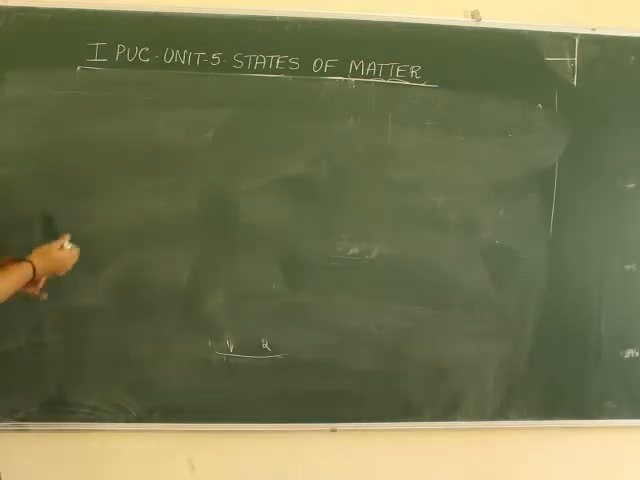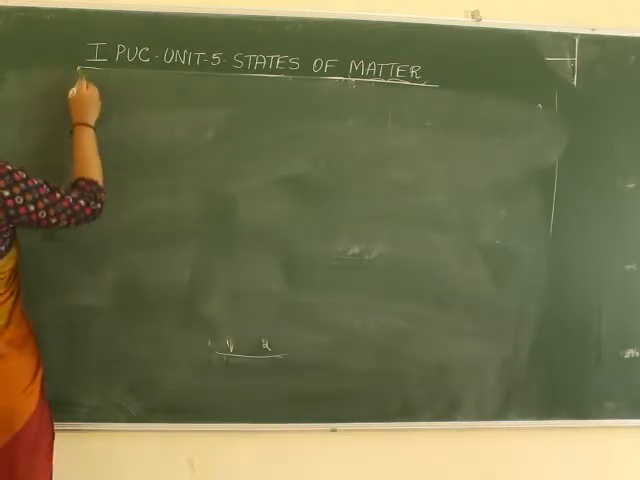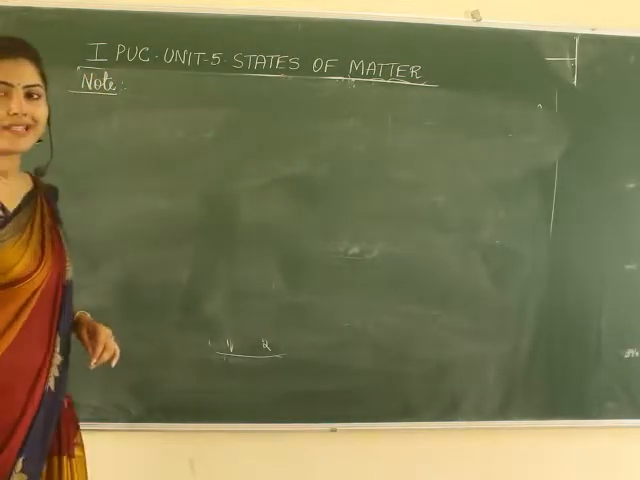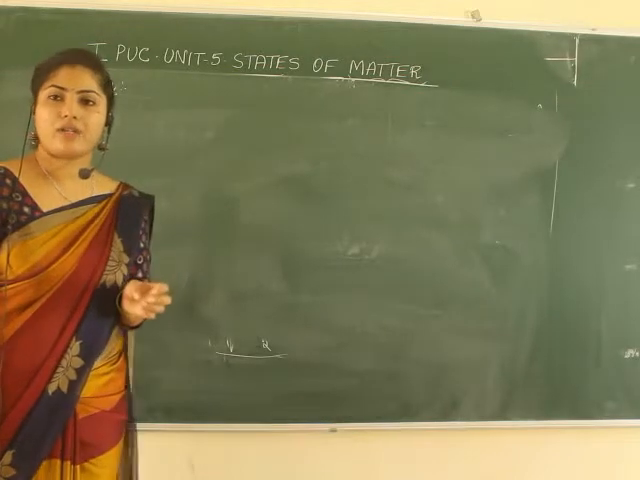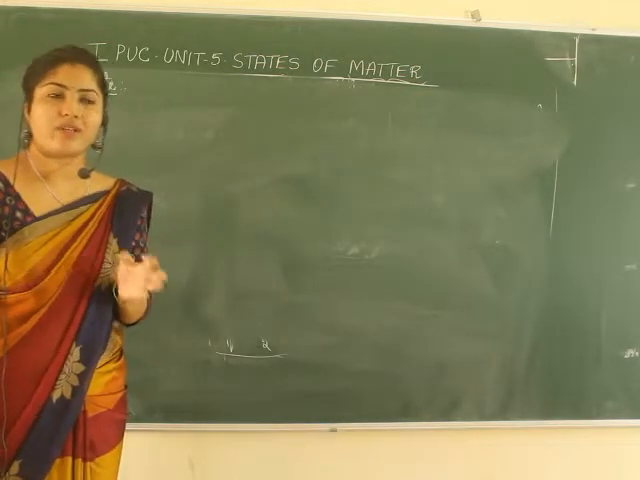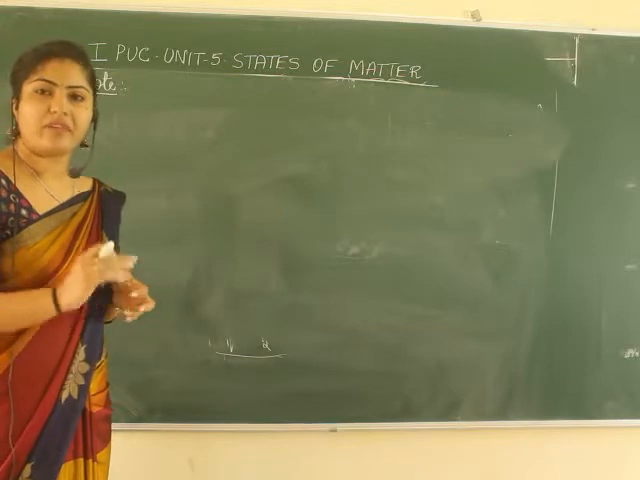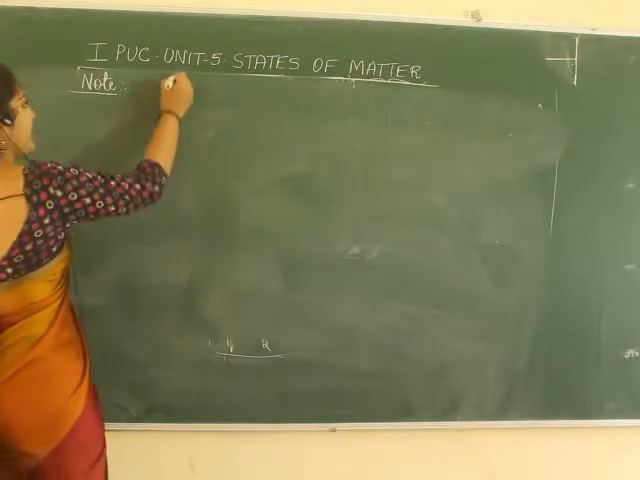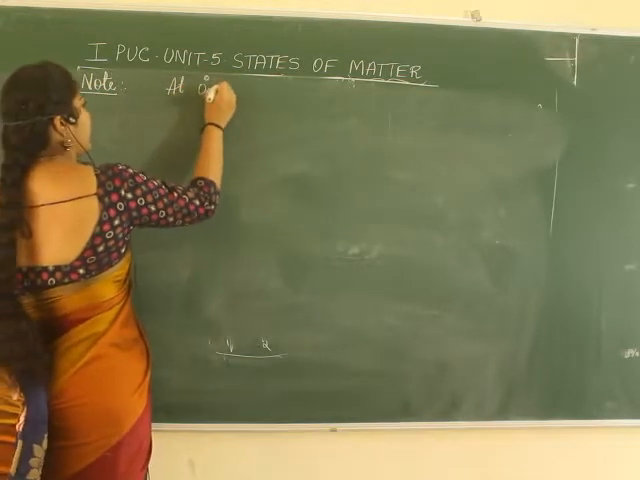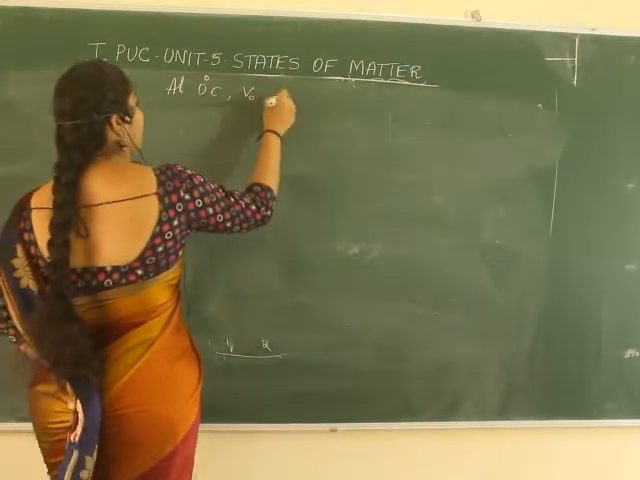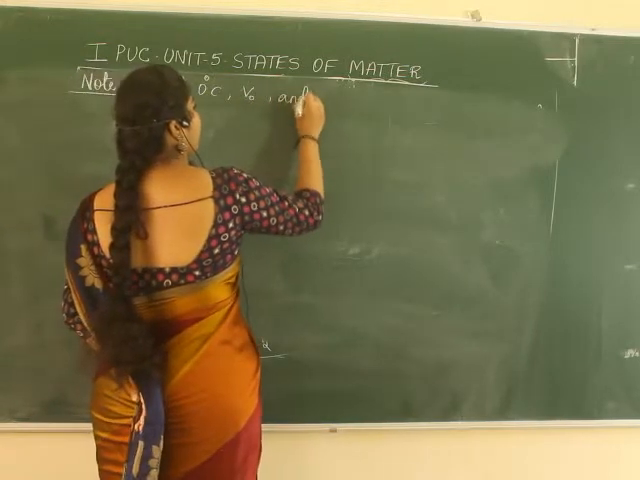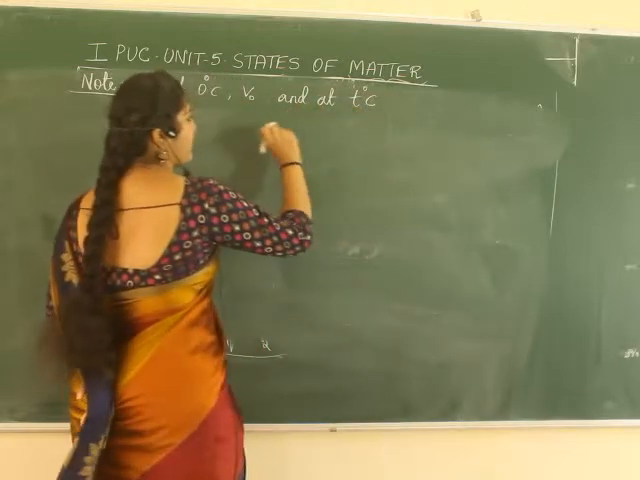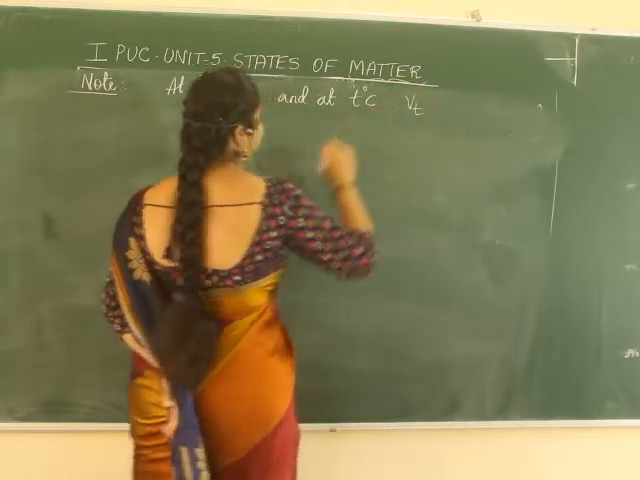Okay, in Charles' law, just make a note. Consider that the experiment starts from 0 degrees Celsius, then the volume will be V naught. At temperature T, the volume will be Vt. That is, at 0 degrees Celsius, V naught, and at T degrees Celsius, volume is Vt.